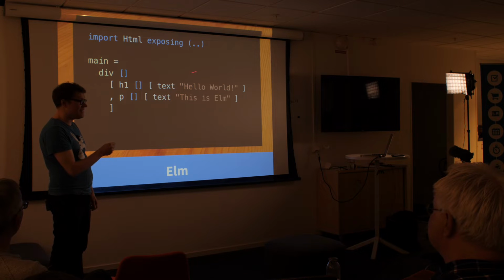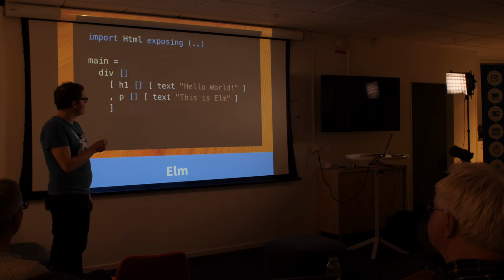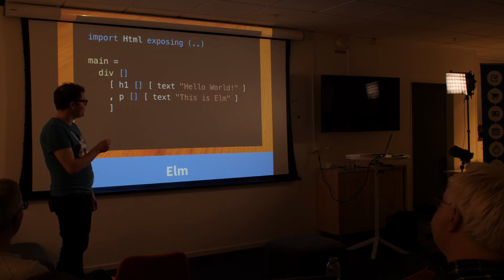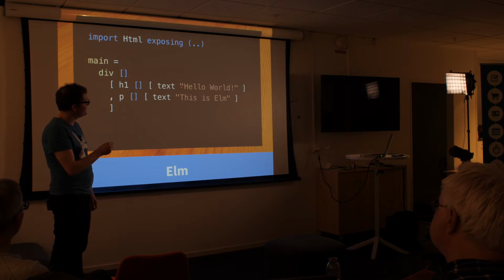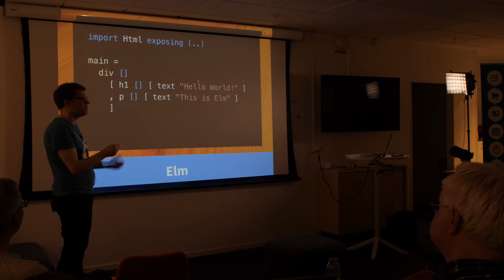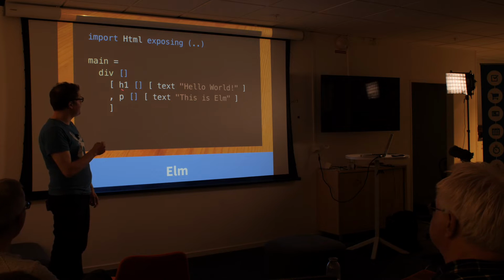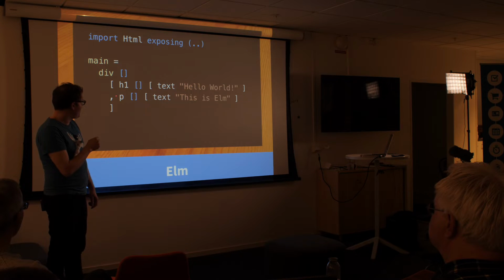And this h1 actually has one child, which is an HTML node of type text. So this is a function call to text with a hello world string as argument that returns an HTML node which is just a text node, and that becomes a single child in the h1. Then we have a P function call, no attributes, and one child there, which is the this is Elm text.